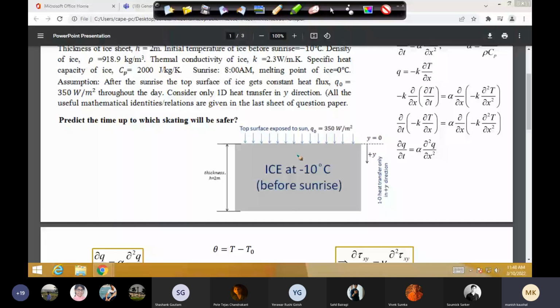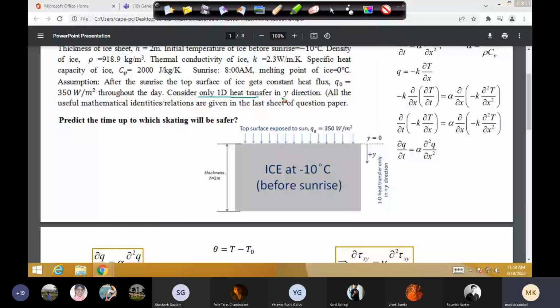Another thing, in case I forget some assumption, you mention it, but I have mentioned it here. Consider only 1D heat transfer. I am making the problem simpler, because as an engineer, I just want a rough estimate. So I will not take a very rigorous problem. I will say, okay, let's assume only heat is traveling in the downward direction. So 1D heat transfer in y direction.